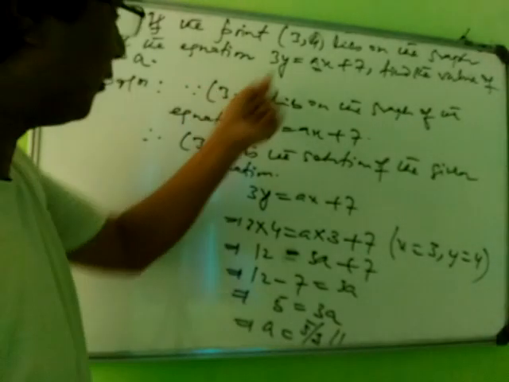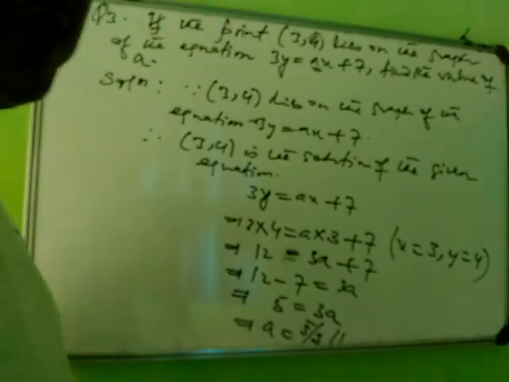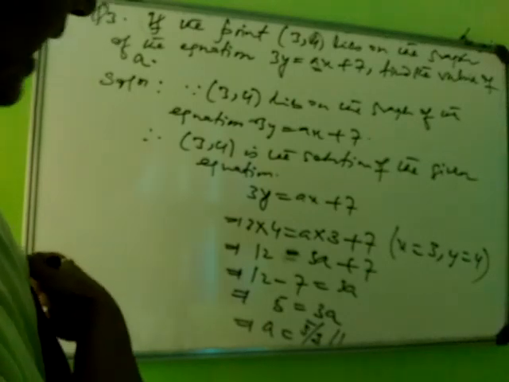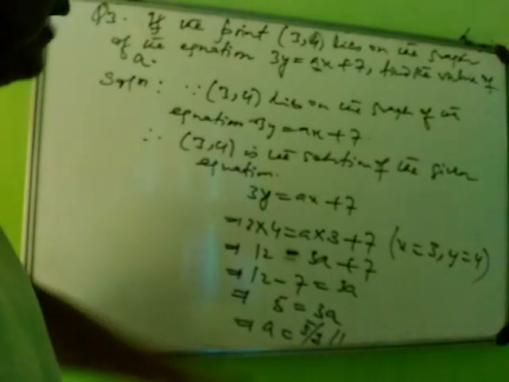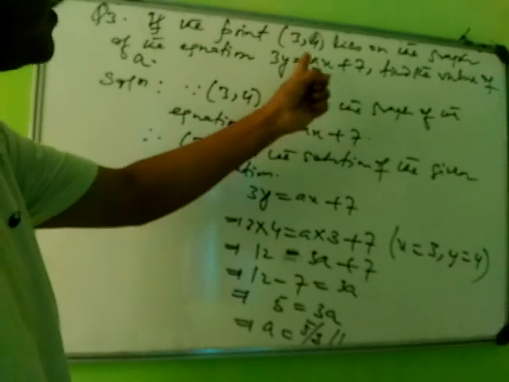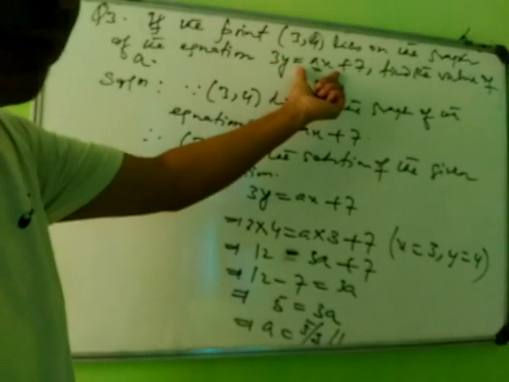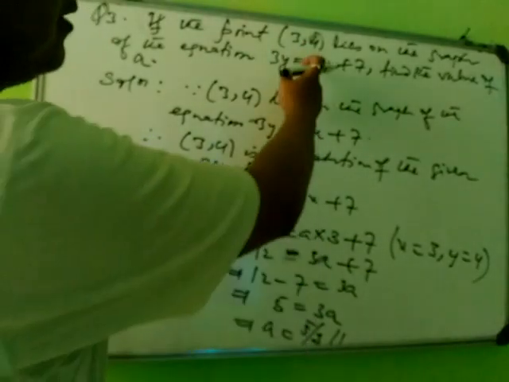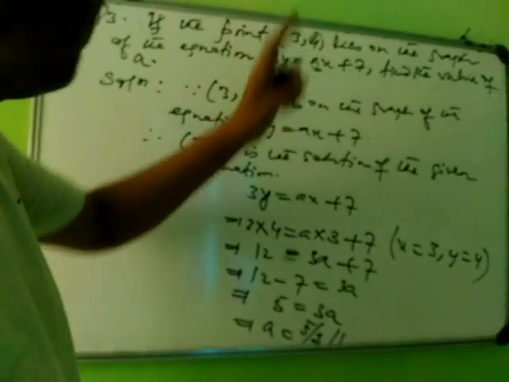So any point that will lie on the graph, that point will be the solution of that given equation, which means x will be 3, y is 4, and then you are going to put that value of x and y in that given equation. Simplify, you will get maybe sometimes a, maybe sometimes they may give k or m or n.